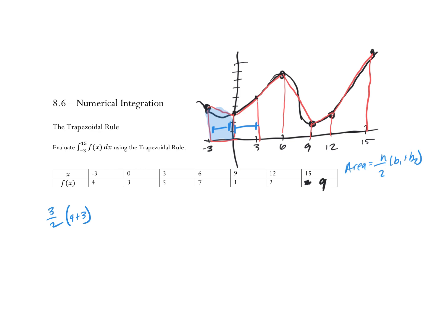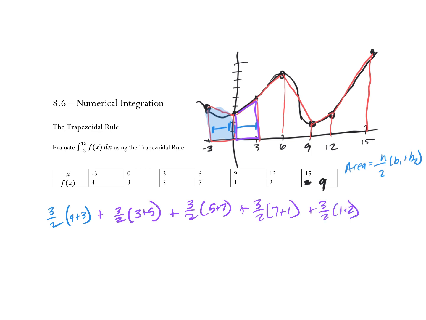All right, y'all. Next, what about this next trapezoid? This one, 3 halves. If I'm finding the area under the curve, I'm just going to add these. So it'll be 3 halves times 3 plus 5. And then the next one would be 3 halves times 5 plus 7, and then 3 halves times 7 plus 1, and then 3 halves times 1 plus 2, and then 3 halves times 2 plus 9.